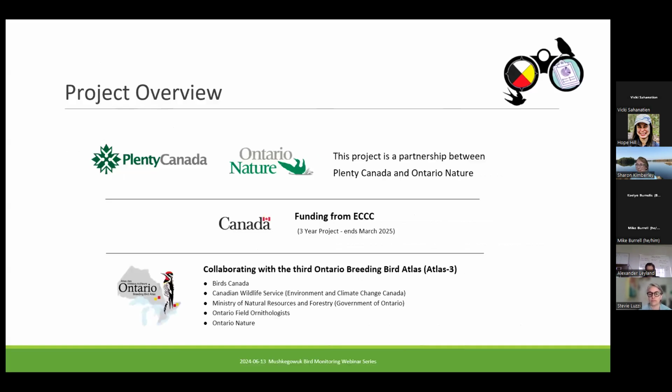I know I'm going super fast. So this project is a partnership with Ontario Nature, and we're primarily funded by Environment and Climate Change Canada. And as Mike said, the Atlas is a collaboration. The Atlas isn't its own entity. It's a collaboration between these five different organizations who work on the Atlas.